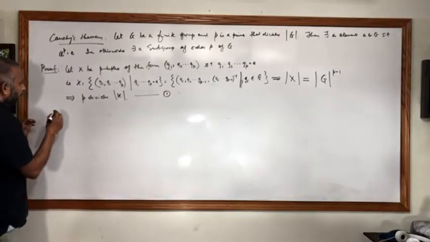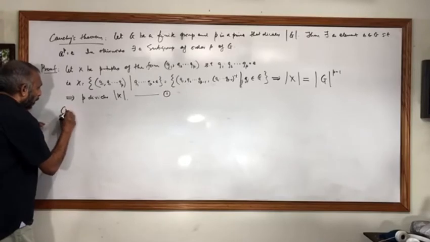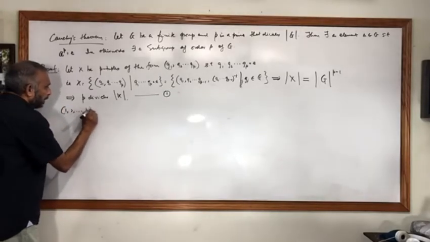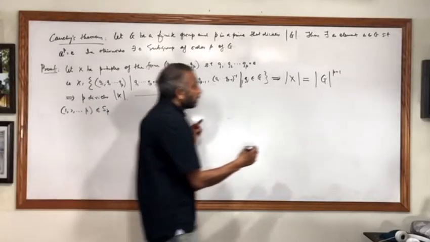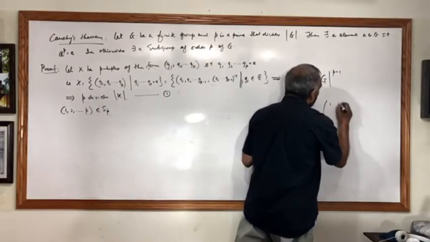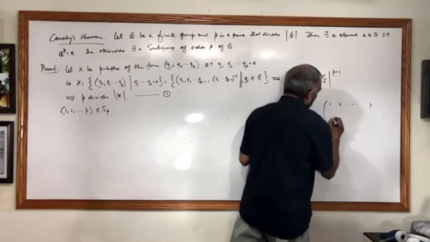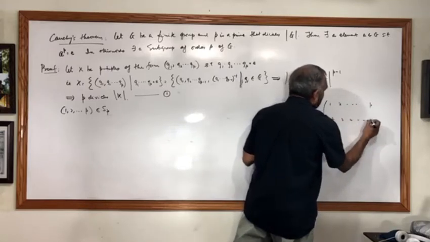Now let us consider a permutation (1, 2, 3, ..., p) in S_p. This means 1 goes to 2, 2 goes to 3, 3 goes to 4, and so on up to p going to 1.